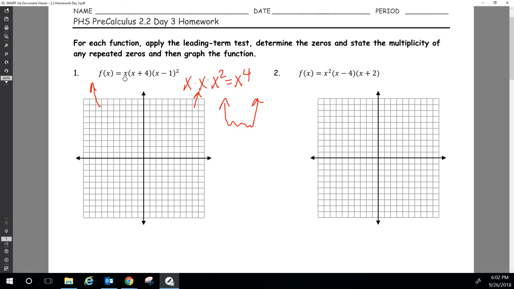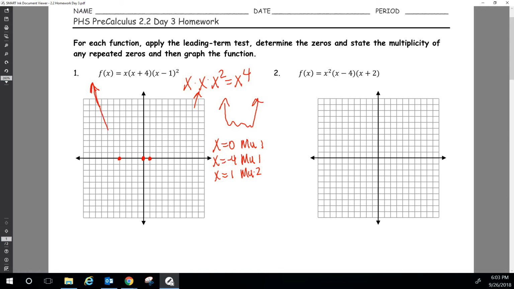My zeros then are x equals 0 with a multiplicity of 1, x equals -4 with a multiplicity of 1, x equals 1 with a multiplicity of 2. So I've got something happening here at 0, at -4, and positive 1. So with any luck, I should be able to connect these arrows.